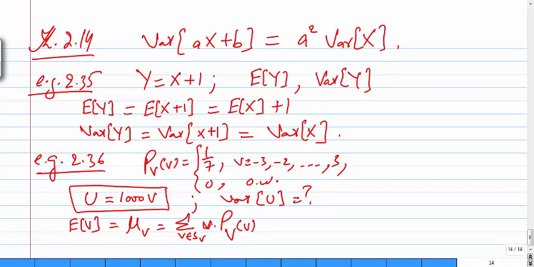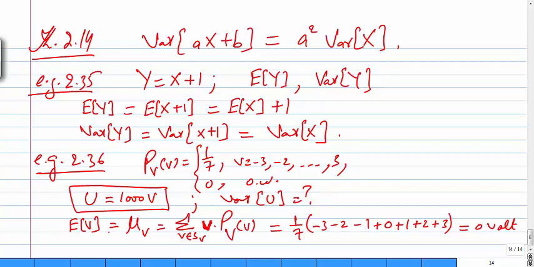So when we do that, it becomes 1 by 7 times minus 3 minus 2 minus 1 plus 0 plus 1 plus 2 plus 3. Okay. So when we do that, it becomes 0 volt. So it is obvious because this is a sinusoidal wave and the mean value is 0 because we have the same number of positive and negative values.